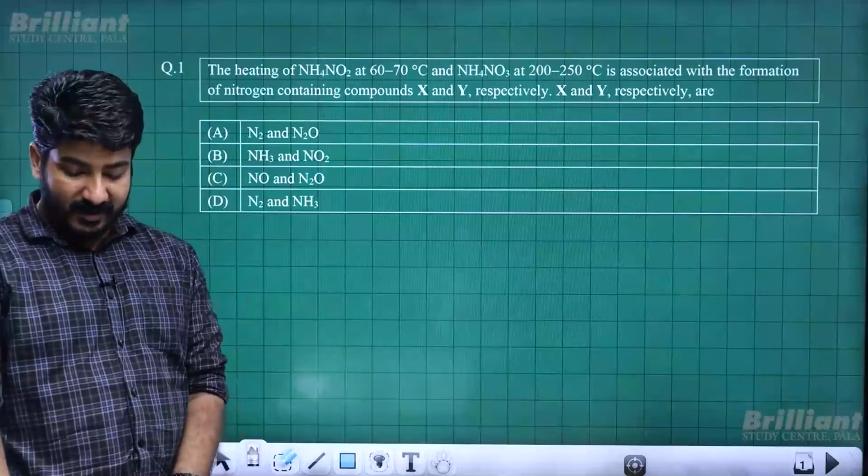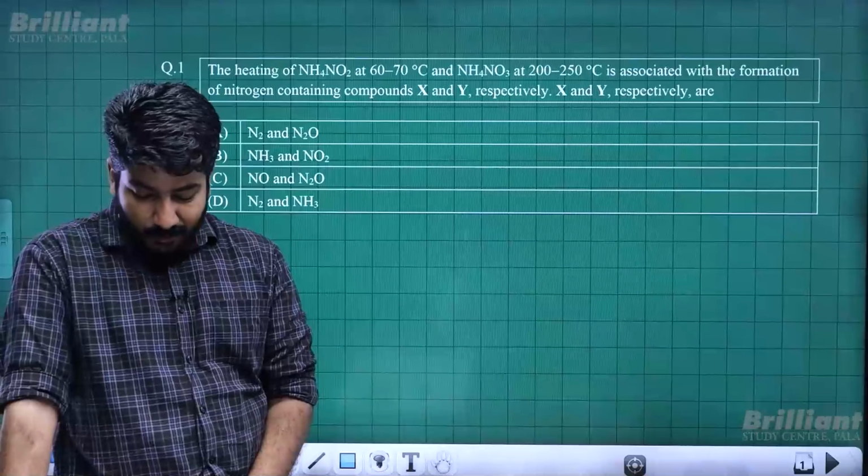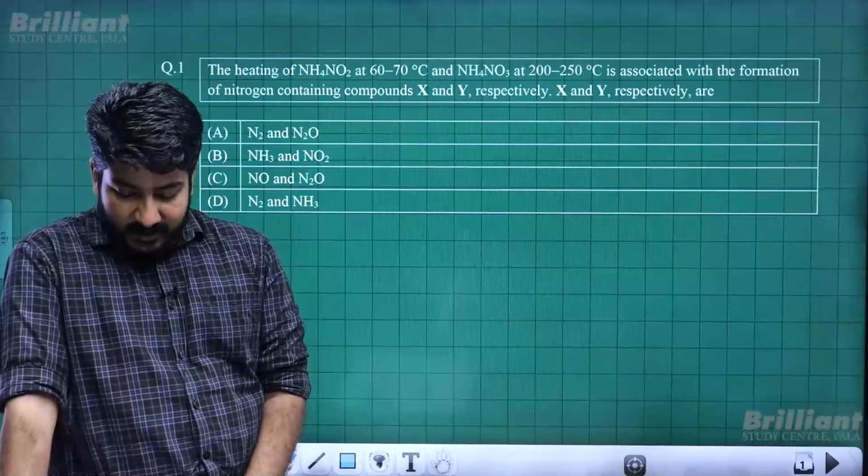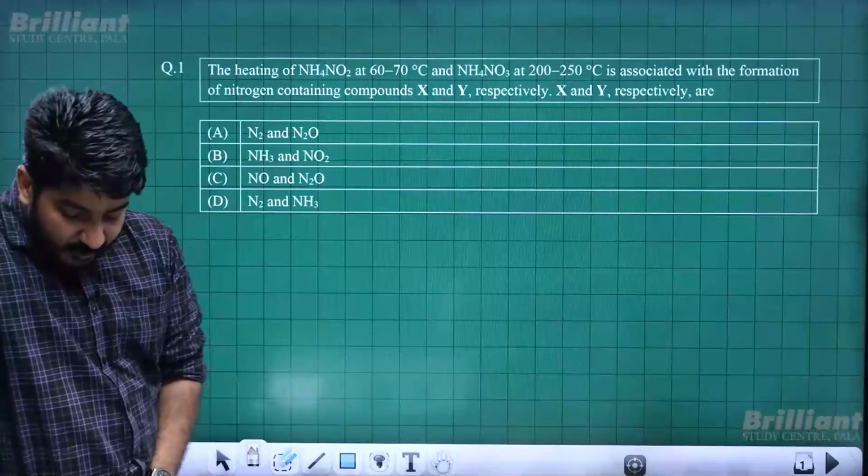Hello students, we are going to have a look at the JEE Advanced 2025 questions. This is paper 1. So let's go through the questions.